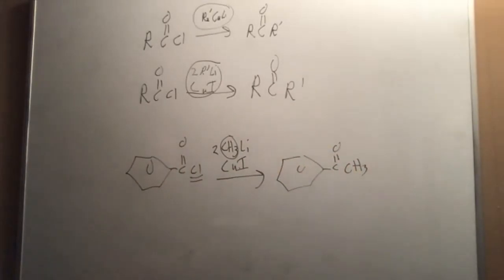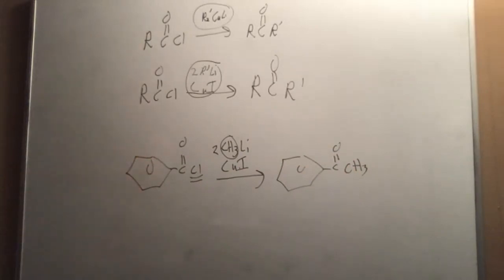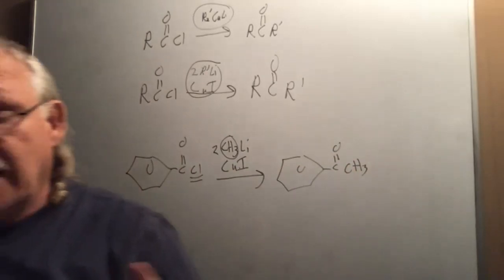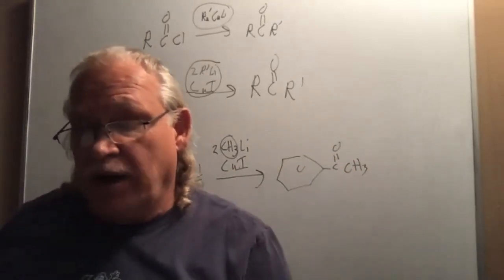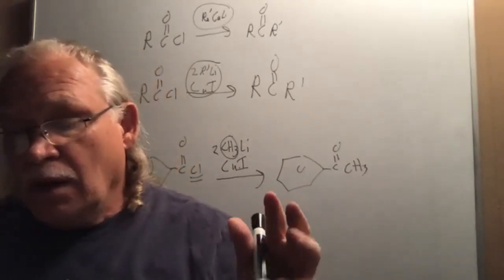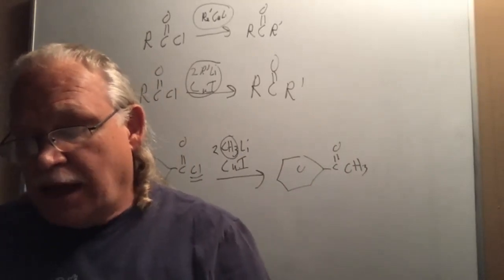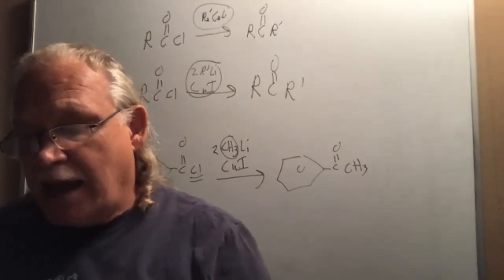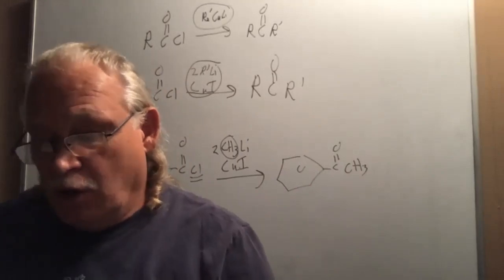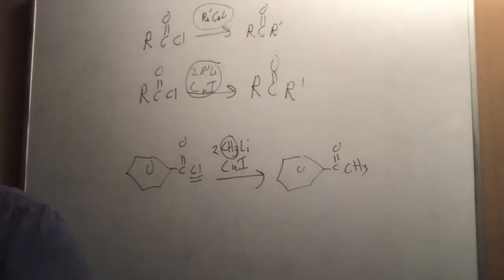Okay, so that's another way to take a chloride and turn it into a ketone. If you look on page 2, we can take carboxylic acids and turn them into aldehydes. We can take acid chlorides and turn them into either aldehydes or ketones. So we have 2 different reactions. Again, new ways to make aldehydes and ketones.